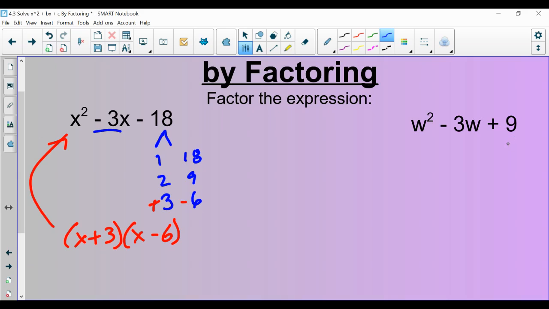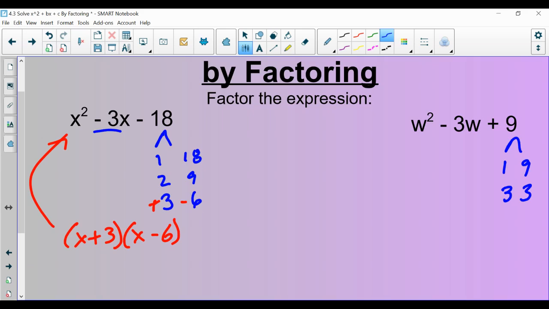In this example here, once again, you go to the last term. You list the factors of 9. The only factors of 9 are 1 and 9, and 3 and 3. So how can we pick these factor pairs to get to negative 3? Could 1 and 9 ever get us there? Could 3 and 3 ever get us there? How would that happen?